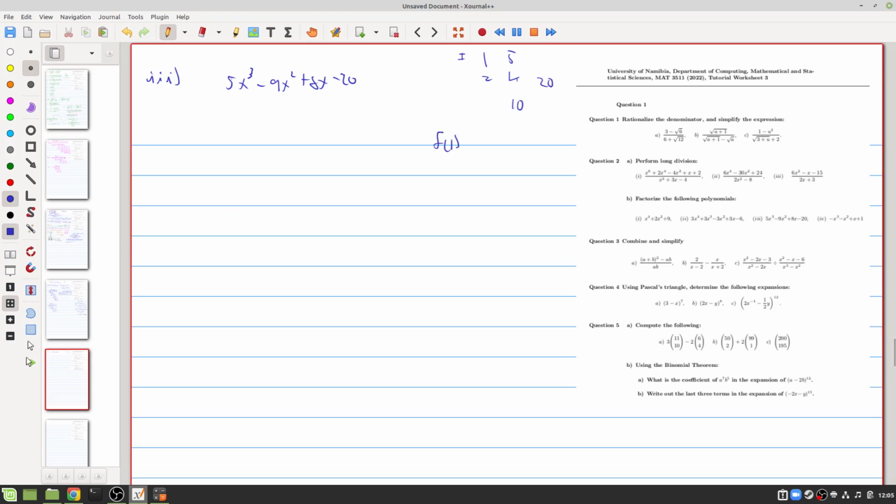Let's try f of 1. So f of 1 gives us 5 times 1 minus 9 times 1 plus 8 times 1 minus 20, and that is not 0. Okay, let's try f of negative 1. That's going to give us negative 5 minus 9 minus 8 minus 20, which obviously is not equal to 0.